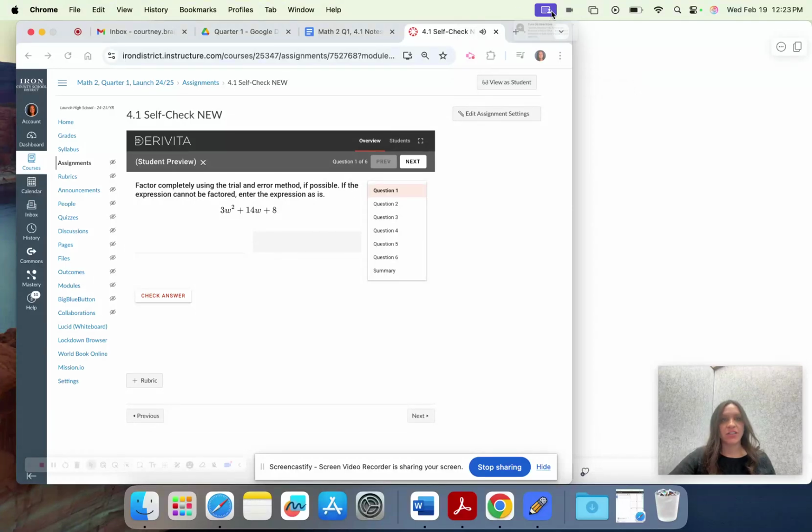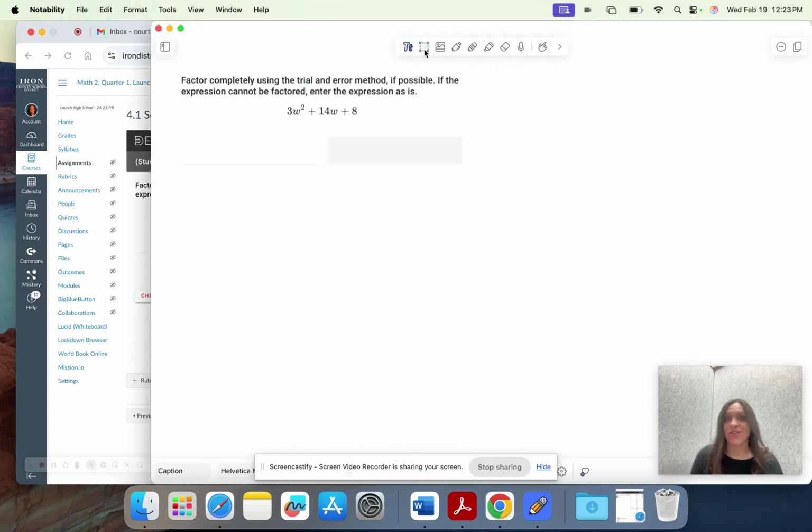Okay, so factor completely using the trial and error method if possible. So the trial and error method takes a really long time. So I'm just going to keep using the same method that we were using in the last module. So I'm going to multiply the first and the last. So 3 times 8 is 24.